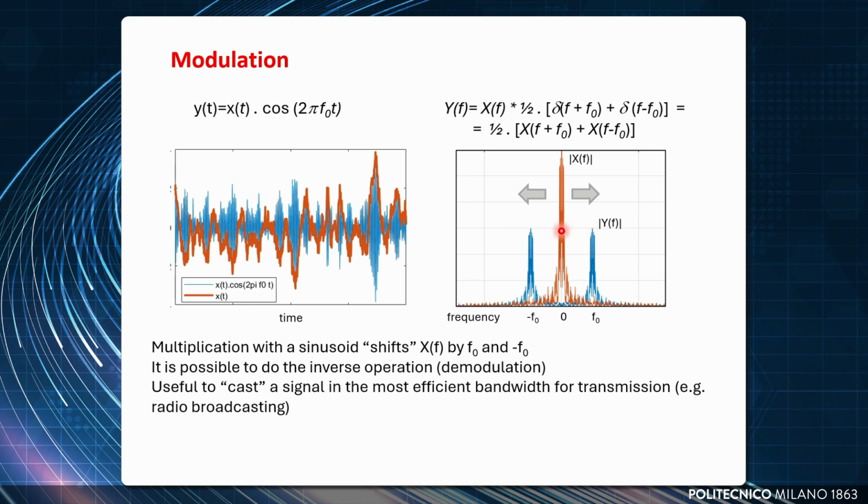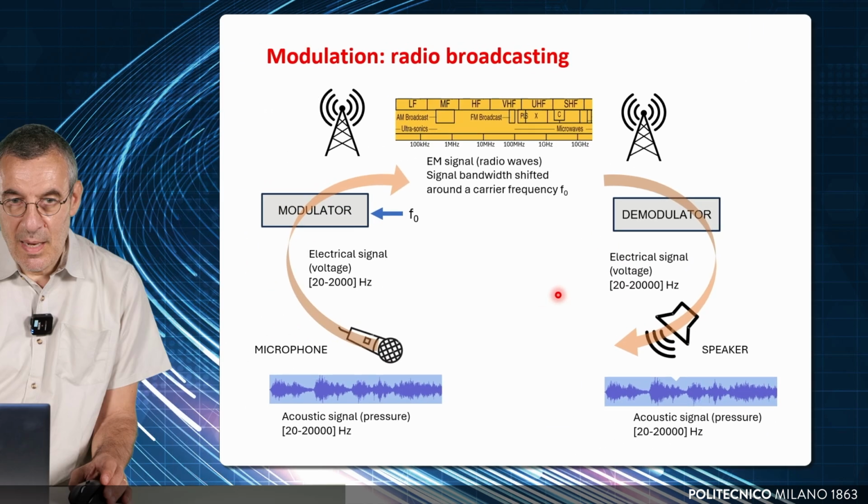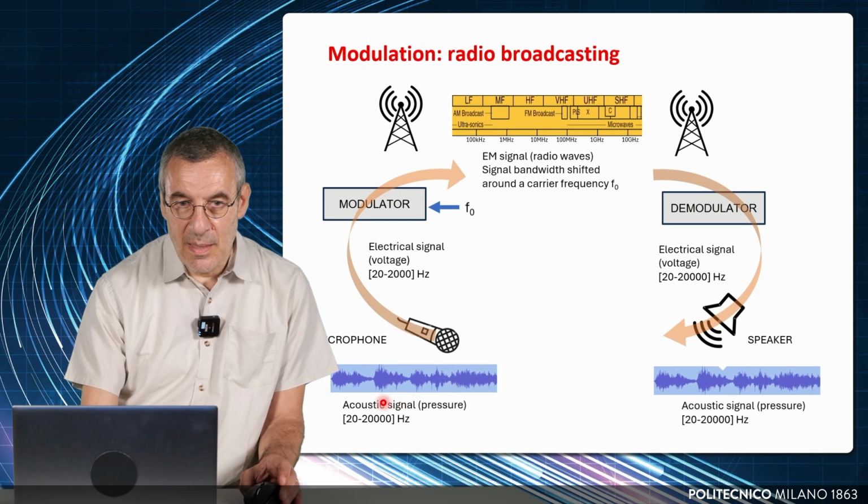You can start with some kind of signal which has a spectrum in some region of the frequency axis, and you can move this spectrum up and down the frequency axis depending on the transmission you want to perform with this kind of signal. Let's see an example. Suppose you have an acoustic signal that is in the bandwidth between 20 and 20,000 Hertz. This is an acoustic vibration which is recorded by the microphone and converted to an electrical signal.